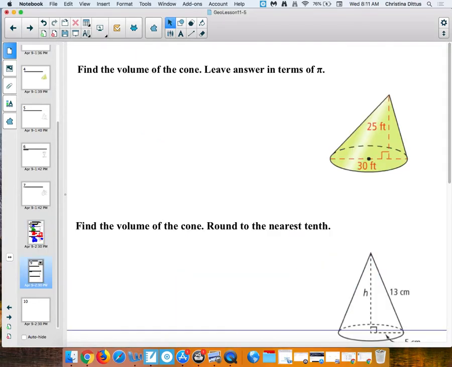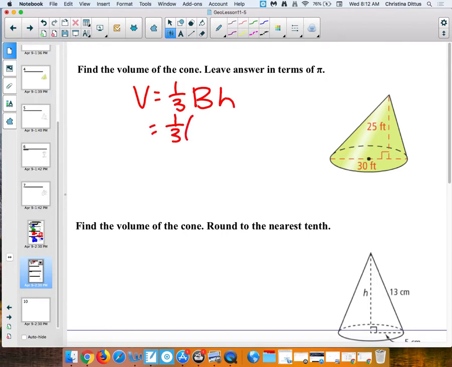Now we have our cones. Every cone has a base shape of what? A circle. Same formula. Volume is 1/3 area of my base times my height. Except you said my base is a circle, so what's my formula for area of a circle? Pi r squared. Go.